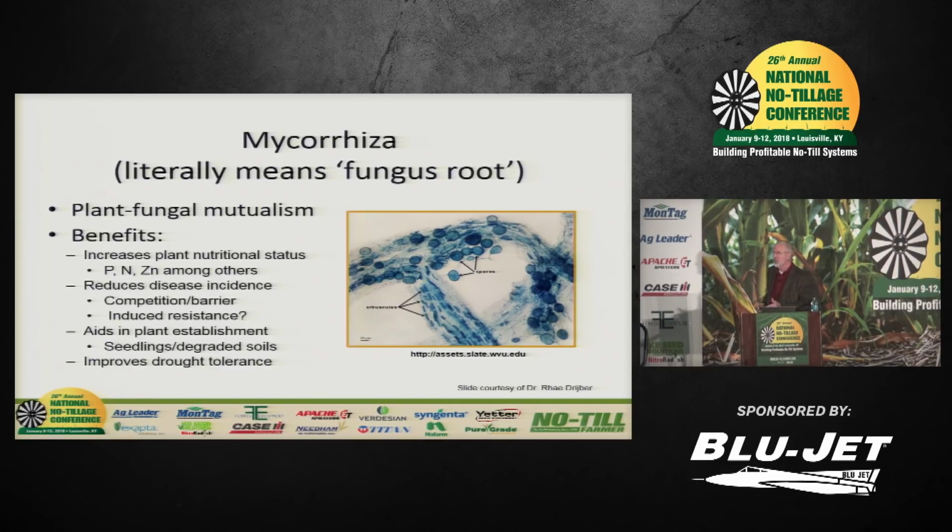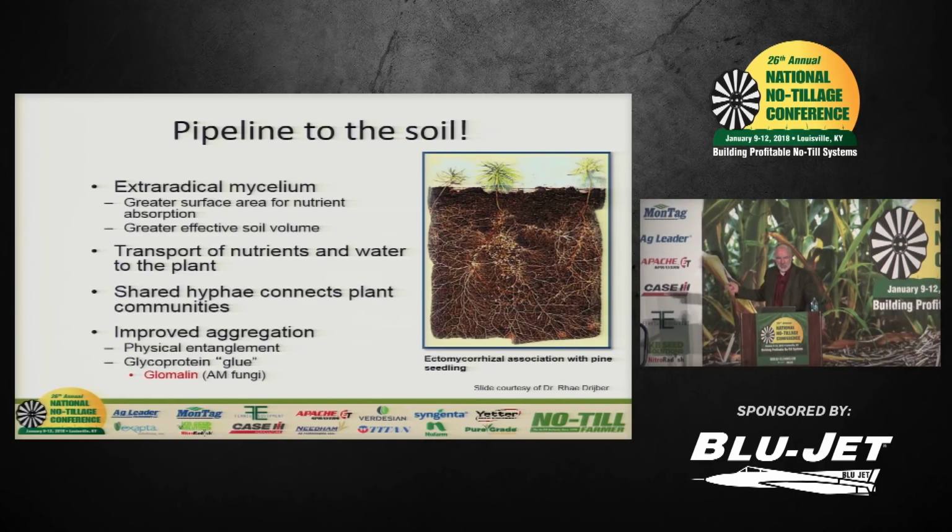Aids in establishment, there's a lot. Mycorrhizae, they actually will dip pine tree seedlings in solutions of mycorrhizae fungi spores before they plant them because they're really effective in degraded soils. And they improve drought tolerance of plants. And here's a picture of pine seedlings, and you can see the mycorrhizae association. And they literally do form this pipeline. They increase the surface area, the volume of soil that's explored by the plant. Nutrients and water move to the plant.